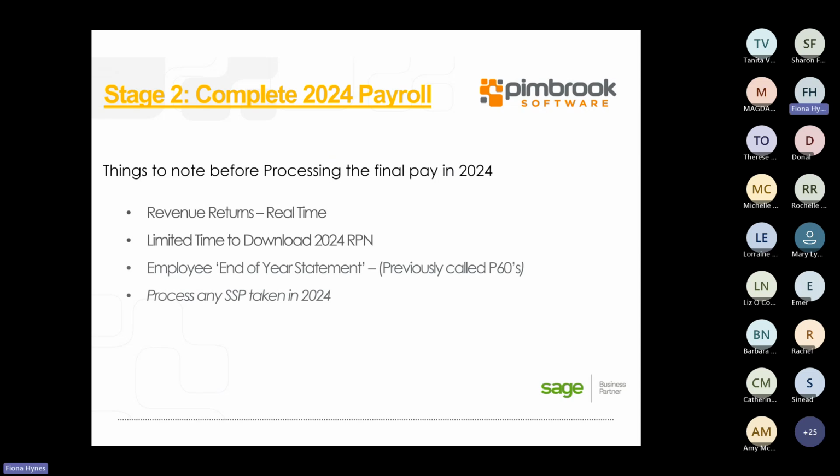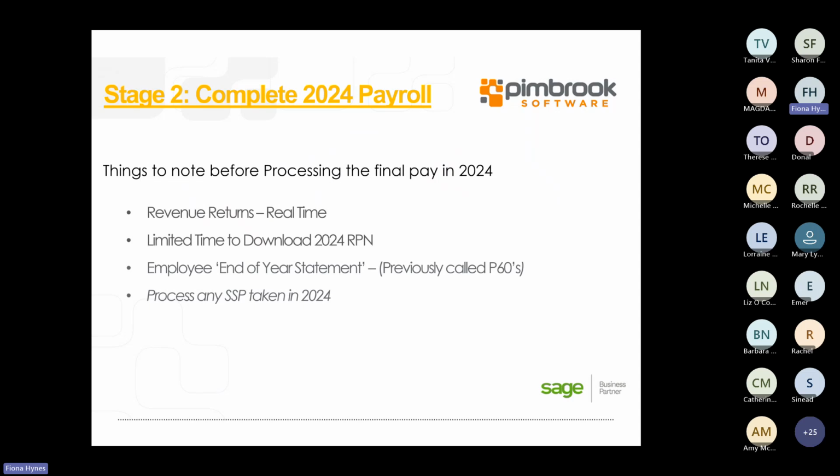Like last year, employees can retrieve an end-of-year statement by logging onto their Revenue My account, and it might be a good idea to remind your employees of this as year-end approaches. And one last consideration is around the statutory sick pay. SSP taken in 24 must be paid in the 2024 software. Otherwise, the days will come out of the employee's 2025 allowance.